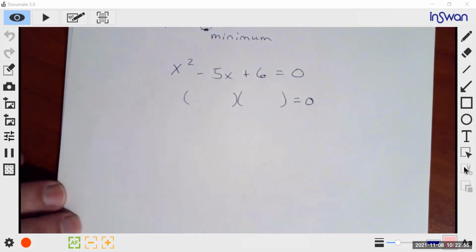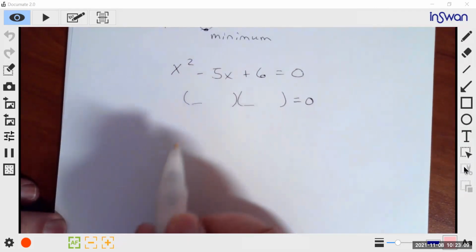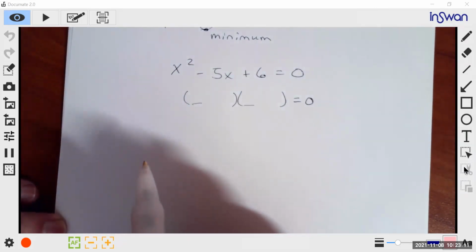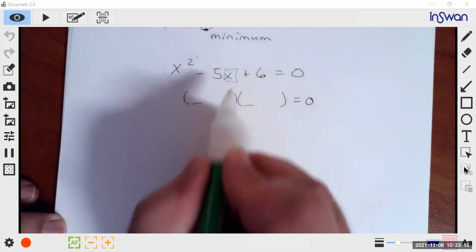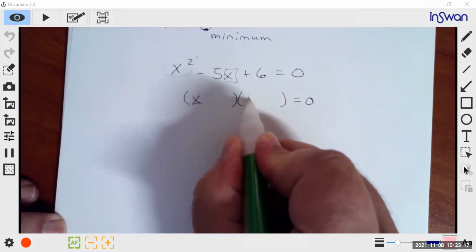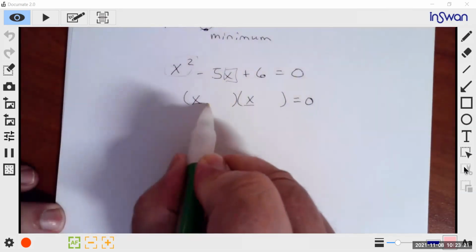Let's see if we can factor it. Because if we can't factor it, then we could either use complete the square or the quadratic formula to solve it. So what goes in the first spot? Yeah, because it has to equal x squared, so it has to be x and x. What signs go in there?